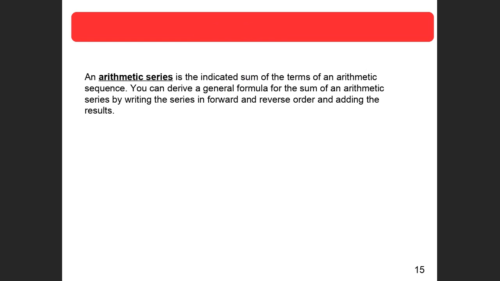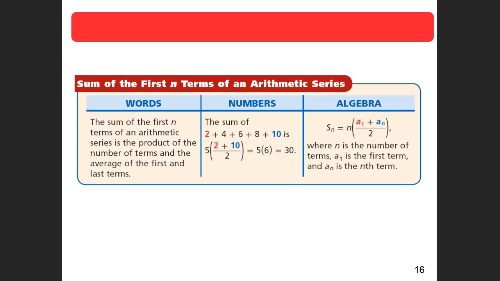An arithmetic series is the indicated sum of the terms of an arithmetic sequence. You can derive a general formula for the sum of an arithmetic series by writing the series in forward and reverse order and adding the results. Now, let's just give you the formula. The formula for an arithmetic series is right here.